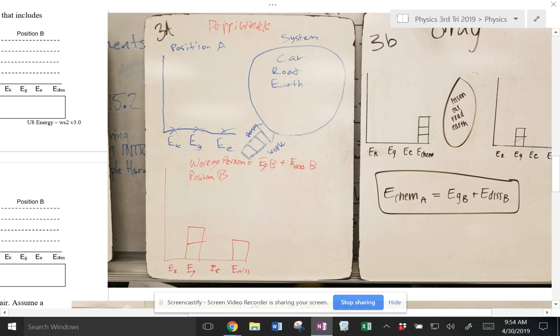All right, so ours involved a person, Sec 3A, but it involves a person this time. What we found was that the energy was stored in the man pushing the car up the hill. So we made EChem to stand for that, and we had 3 blocks of those. Then in position B, we had 2 blocks of gravity and then one block of EDOS.